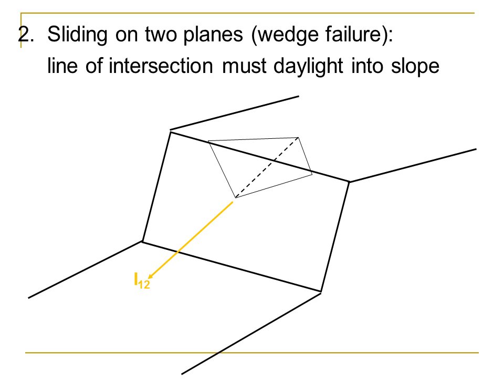When we consider two planes forming a wedge, then our kinematic analysis is a bit different. In that case, the line of intersection defined by those two planes must daylight in the slope. And here you see the line of intersection of two planes, plane 1 and 2, being depicted by a line of intersection I12, and here it is daylighting in the slope, and the conditions then are met for kinematic admissibility of sliding on two planes for this slope shown here.